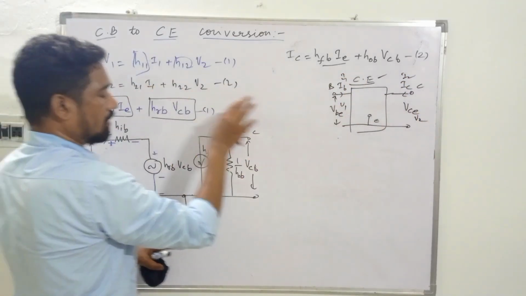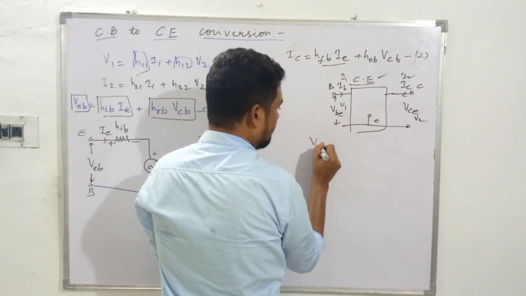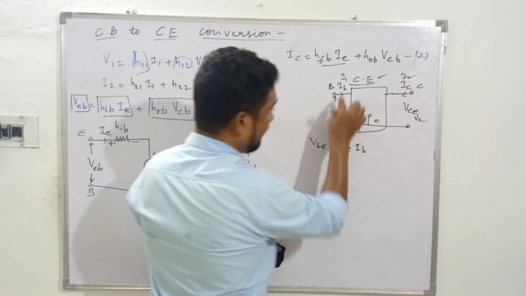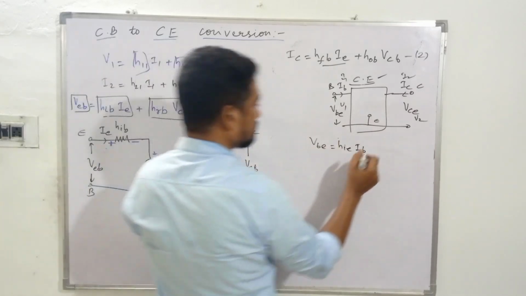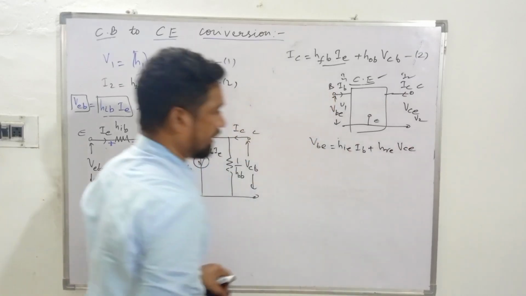Now this one, like common emitter in the standard form, how to write down those two equations? We have VBE equal to HIE IB, I1 in terms of IB in place of I1, plus HRE, all right.